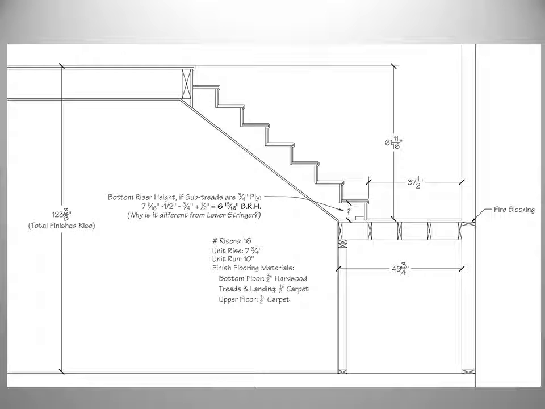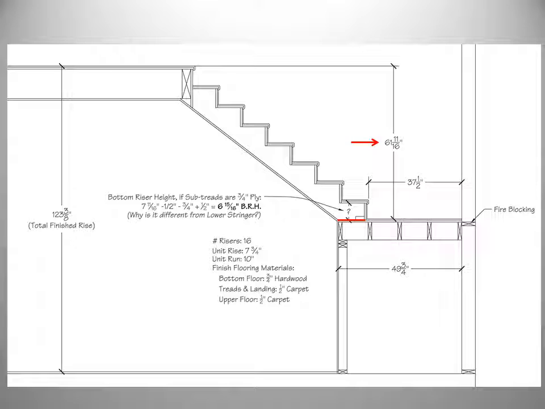Here is the cross section for the upper stringer. Note that the depth of the platform allows the heel of the upper stringer to fully rest on top of the landing. Also note that the height from the top of the landing to the top of our finished upper floor is the same as the lower height.